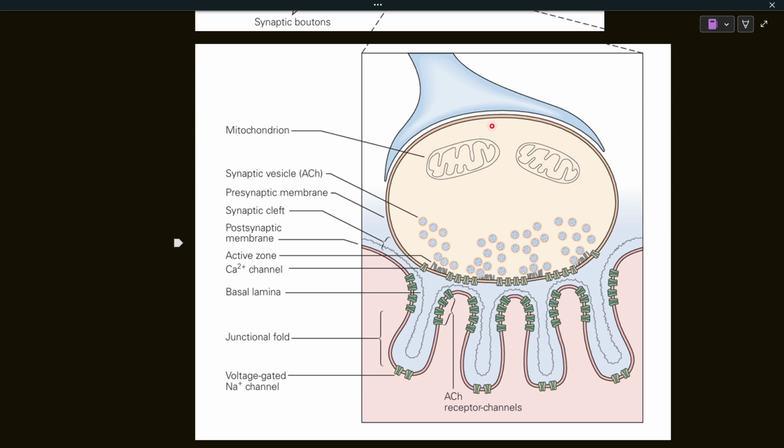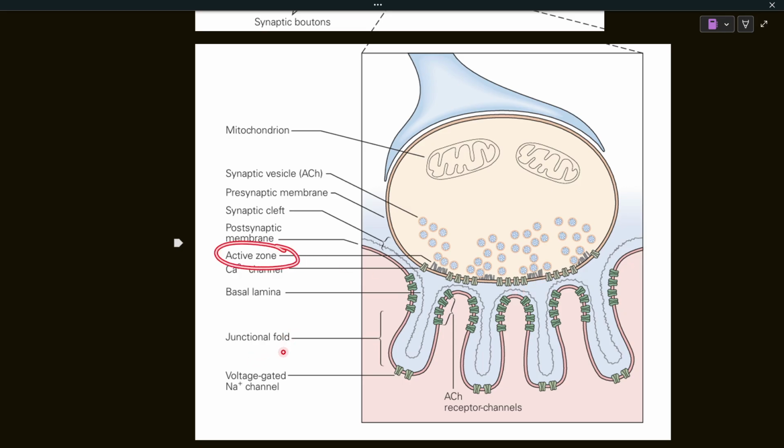So this is the synaptic button. It has mitochondria, and it has these vesicles which contain the neurotransmitters, and those vesicles are known as synaptic vesicles. In this case, the neurotransmitter present in those synaptic vesicles is acetylcholine. The fusion of the synaptic vesicles happens in a particular area on the presynaptic membrane, and that area is referred to as the active zone.